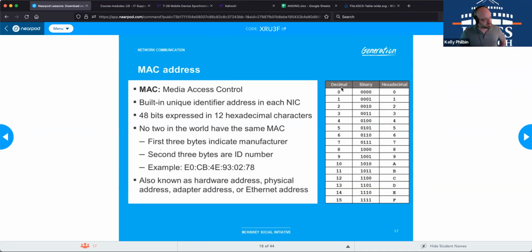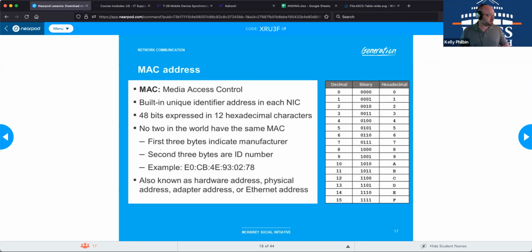Once we hit 9, we've done 0 through 9. We can't do any more single numbers, right? So when we hit 10, we call that A. When we hit 11, we call it B. And we're just converting it to a letter. So instead of just using straight numbers, we have numbers with a mixture of letters, and that is called hexadecimals. So let's try it out.